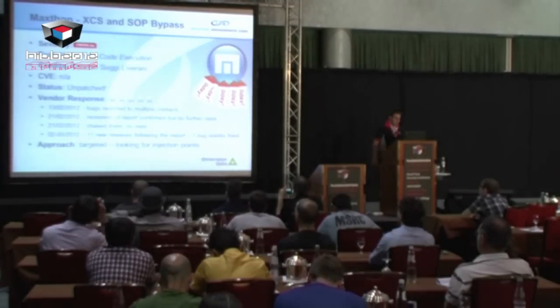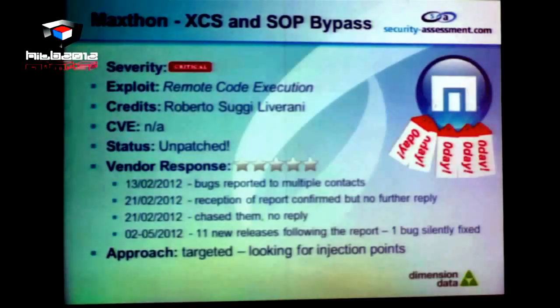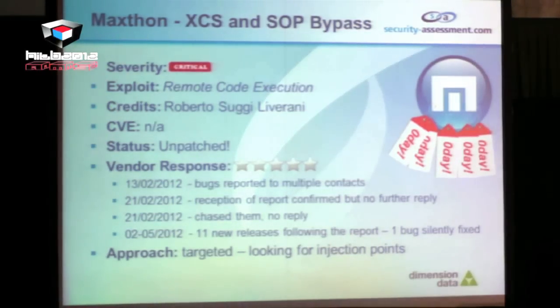All right, time to introduce other bugs. This is a bug I found in Maxthon. There are different bugs; these are 0-days. I'm releasing 5 of them, and those are unpatched in the latest version. So the vendor response here is 0 out of 5. I sent the report to them, tried to chase them, no response. And there have been 11 new releases since I sent the security report. One bug was silently fixed, so I decided, okay, I'm going to drop these 0-days.